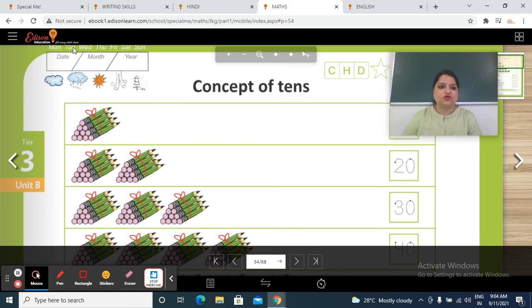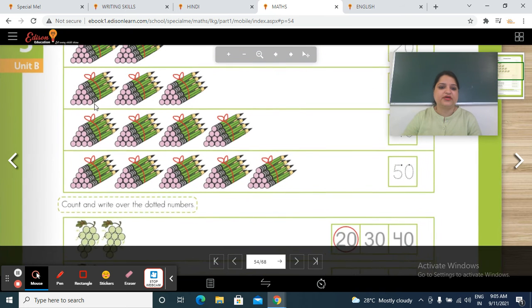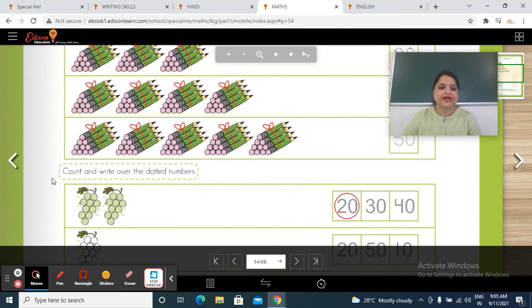First of all, circle on today's day, mention here today's day, month, year, and go outside, check out the weather and circle according to the weather, right? Concept of tense. Now see on your screen, here are some bunches of pencils, right? Count and write over the dotted numbers.